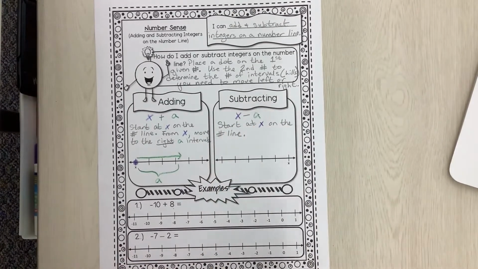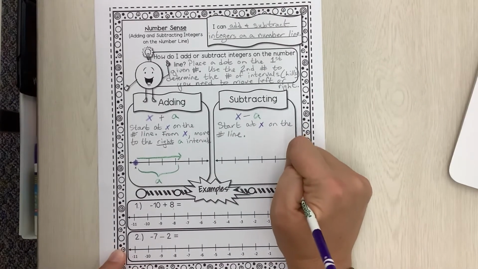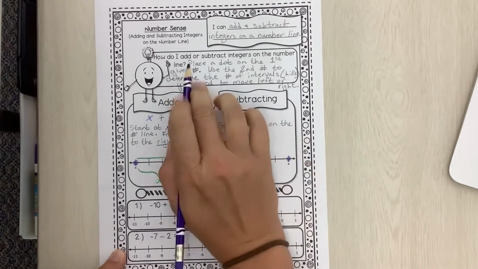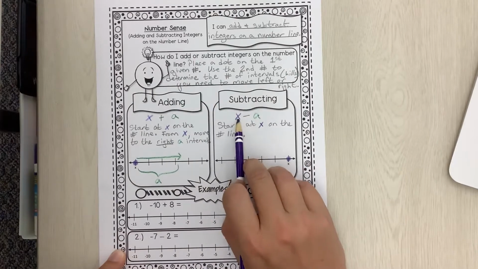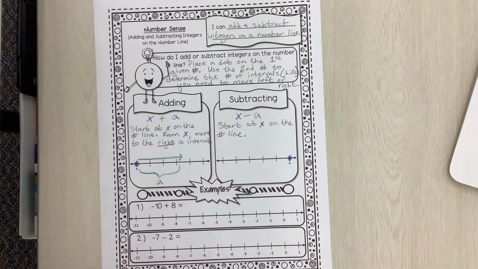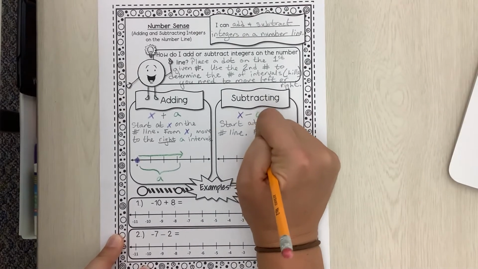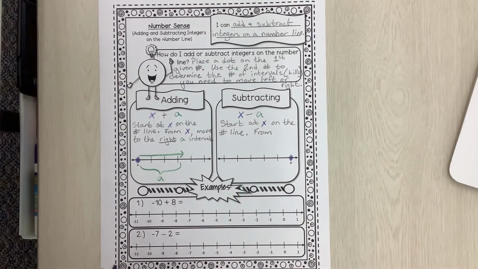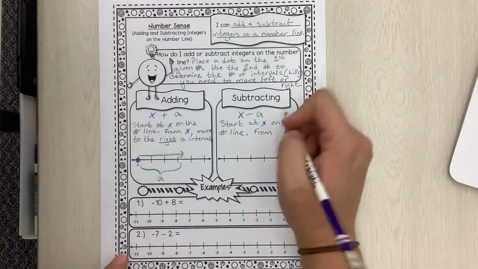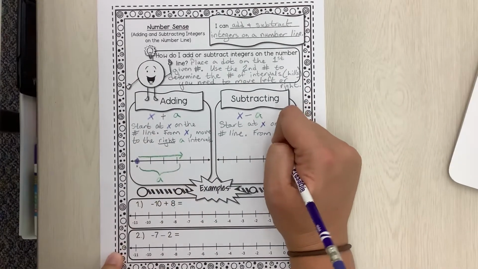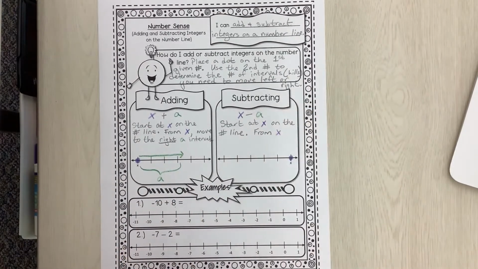Okay, so I'm gonna put a dot at X, just like it said up here. We're putting a dot at the first given number. The first one is X, so I'm putting a dot at X. From X, well, let's see, we moved to the right for adding. So what do you think we're gonna do this time?